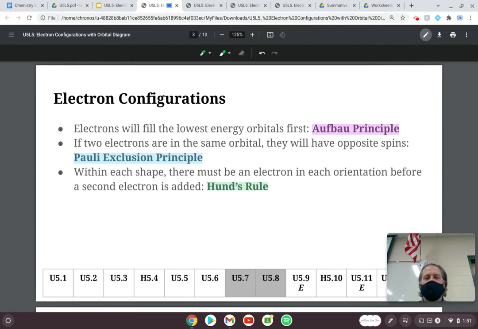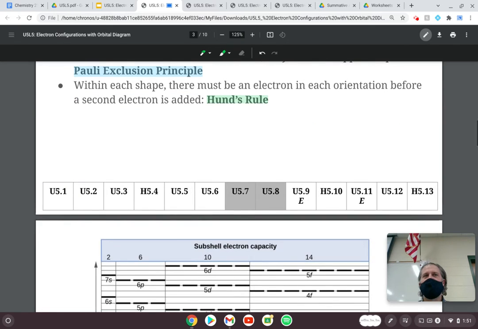So for Hund's rule, does it mean you can't add two at the same time? Sort of. We'll go through it.